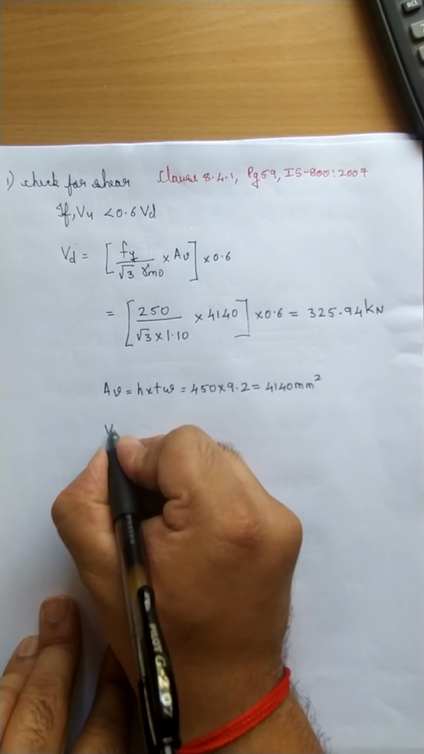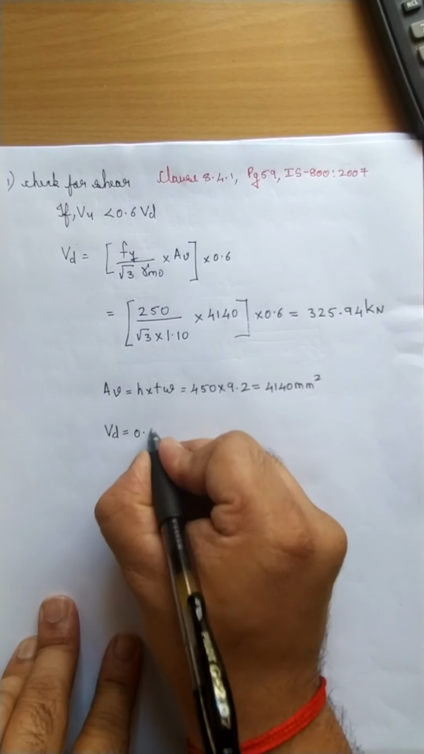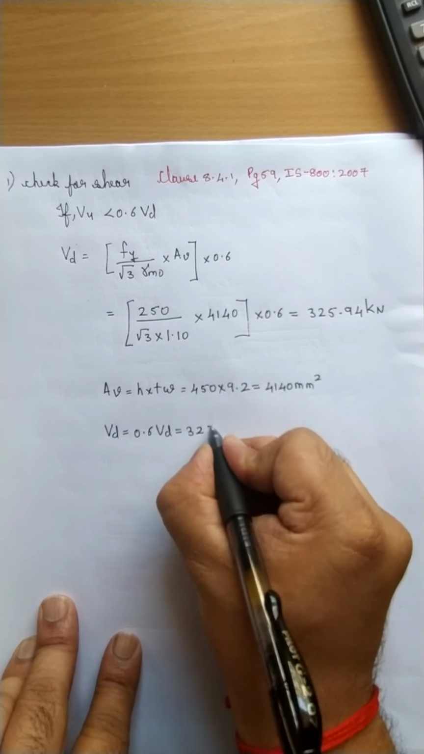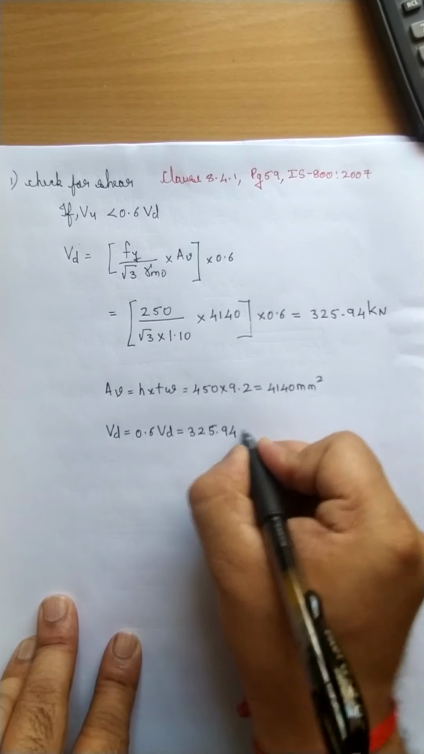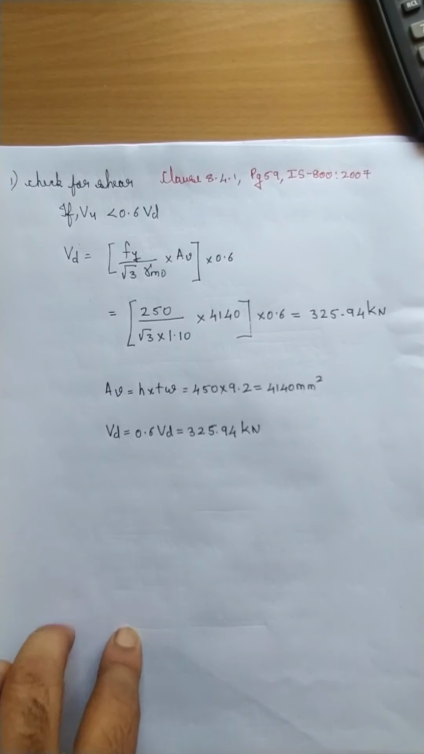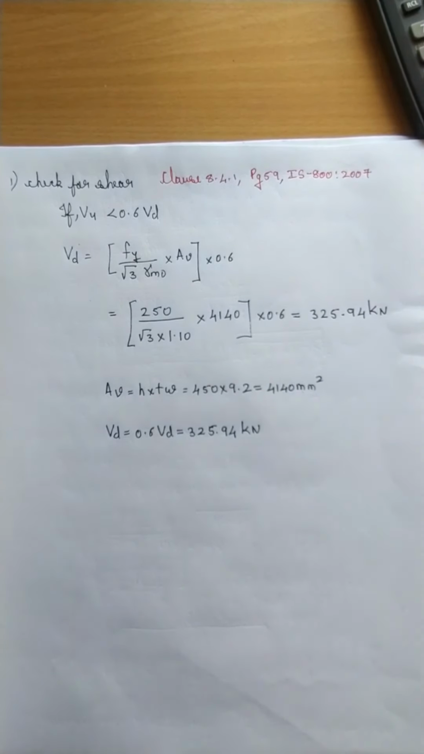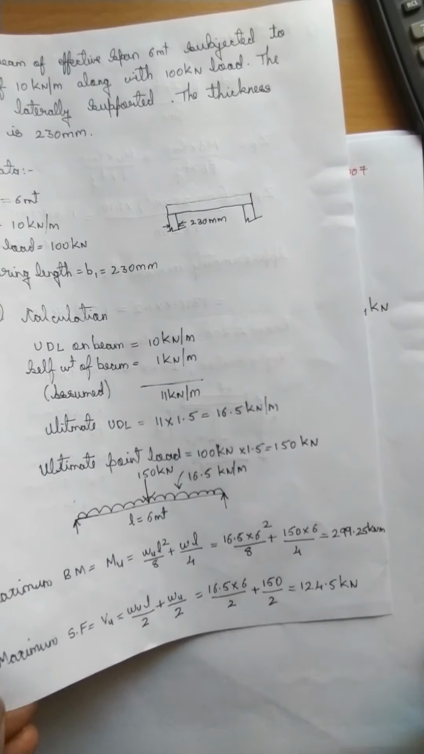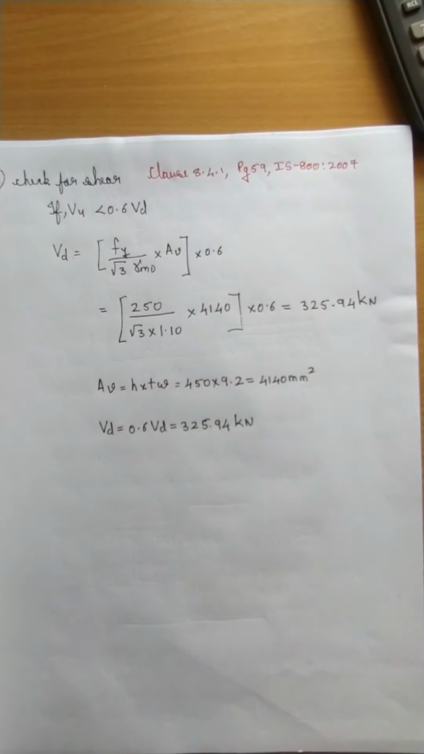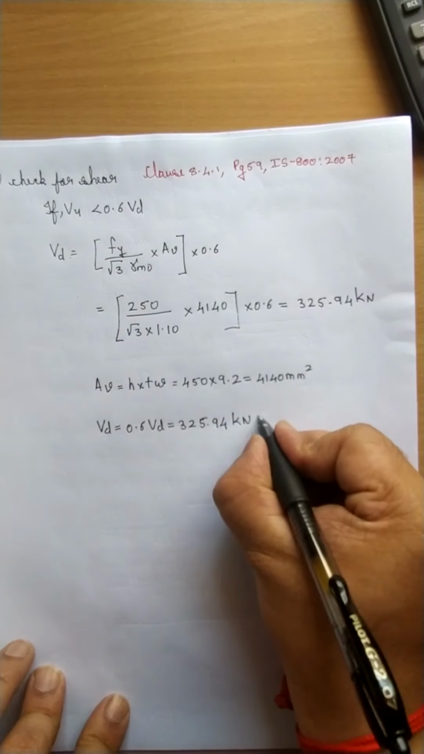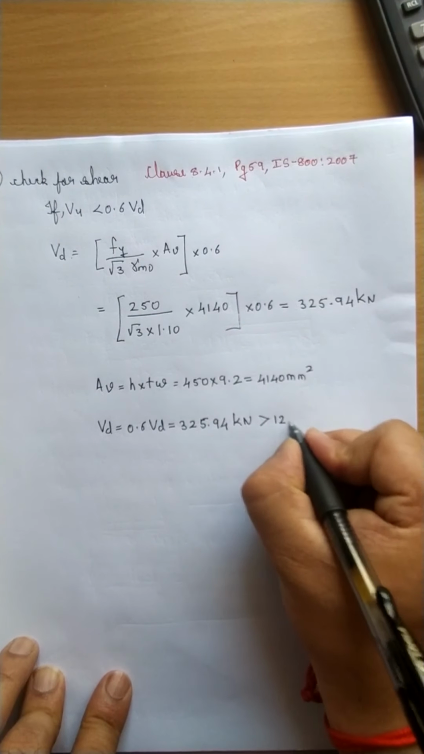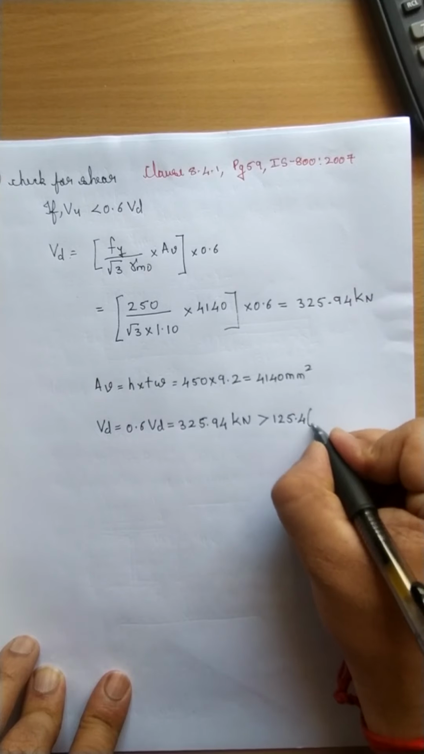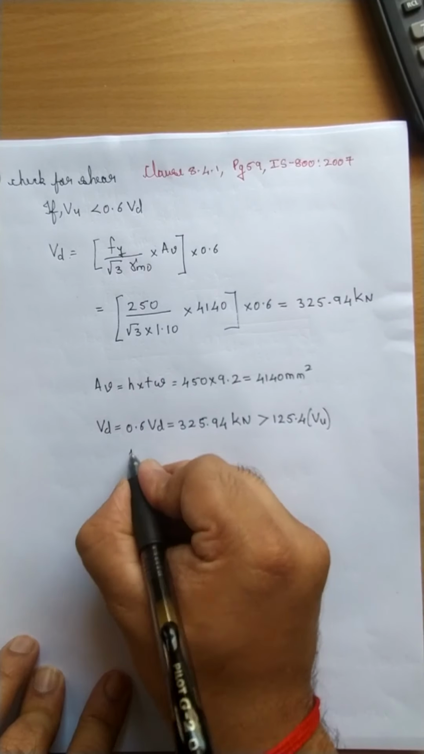So 0.6 VD is nothing but 325.94 kilonewton, and we have calculated the maximum shear force, which is working out to be 124.25 kilonewton. Hence the section is safe. So this is greater than 125.4, that is greater than VU. Hence section is safe.